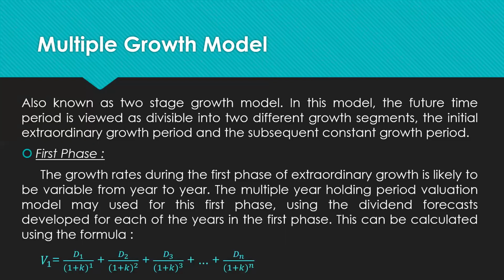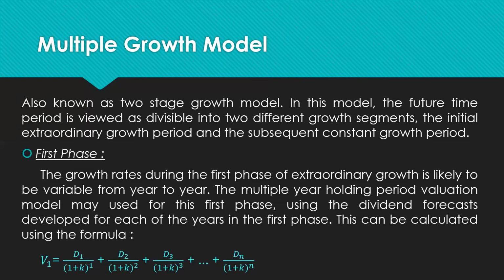So they divided the entire time period of holding the security into two phases, the first phase and the second phase. The first phase is denoted by V1 and the second phase is denoted by V2, and the intrinsic value is calculated by adding both these values together, that is V1 plus V2.